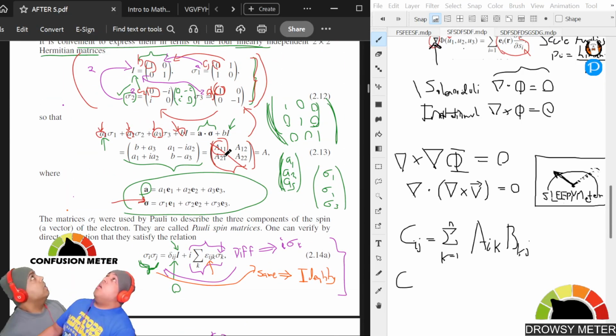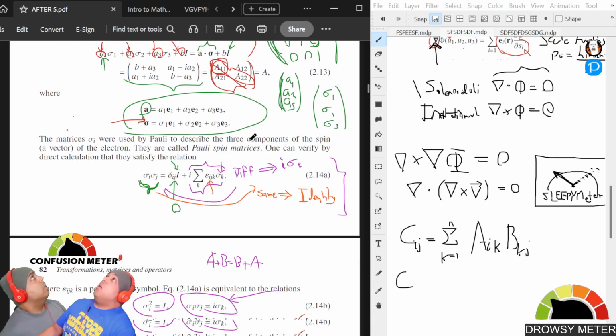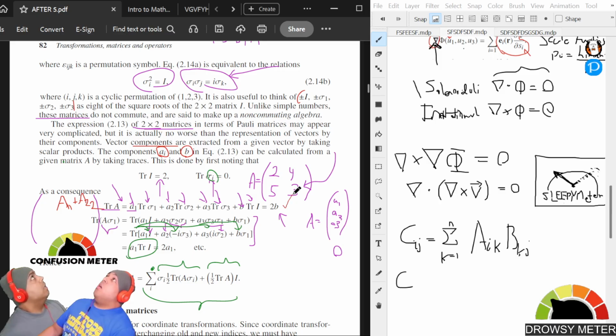So at the end of the day, these guys added up are the same as these guys added up, multiplied by the coefficients. And since the traces of these guys are 0, that means this is 2b. So I agree with this. The trace of A is 2b, correct. A11 plus A22 is 2b.